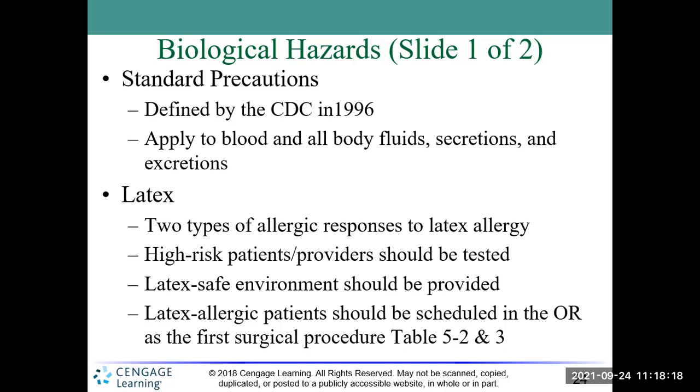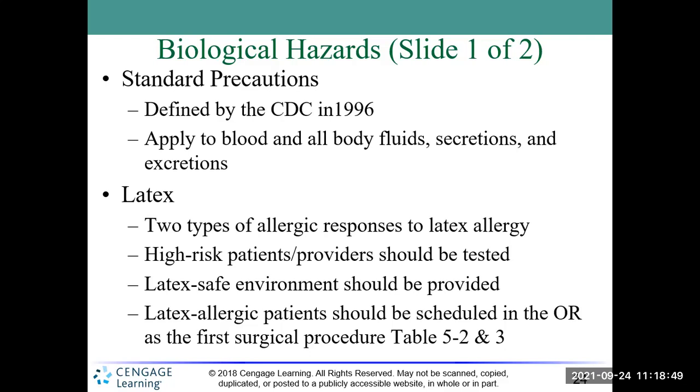Talking about latex, we know that there are two types of allergic responses to latex: a type 1 and a type 4. Type 4 is more of just a body rash, like a contact dermatitis. You wear gloves and then you have a little bit of a rash on your hands. Type 1 is more concerning and dangerous. This is where IgE is activated and it could cause an anaphylactic response.